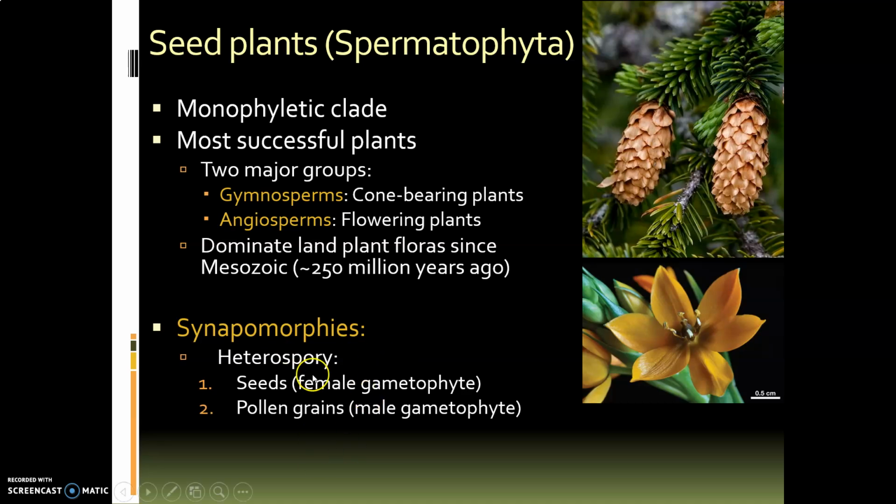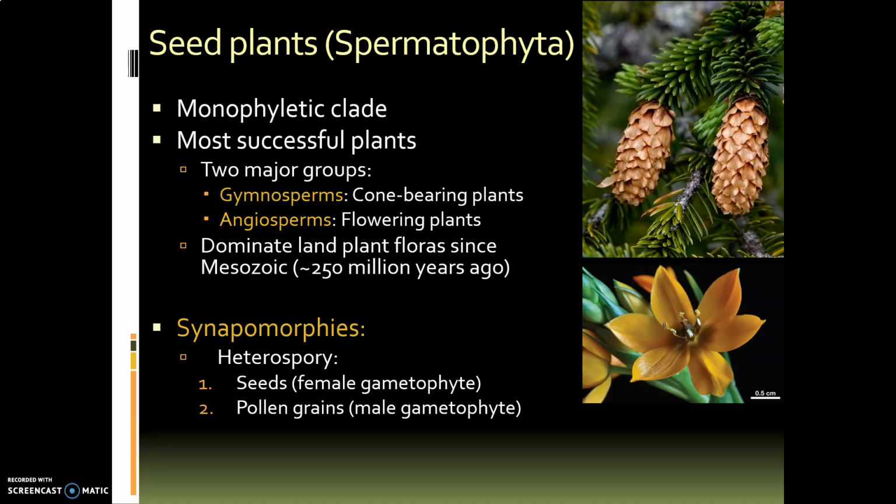The synapomorphies, you know them. We got seeds, we got pollen, the specialized gametophytes. We have specialized spores, the microspores, the megaspores. We have special sporangia, microsporangia, megasporangia. Collectively, all of this is called heterospory. We focus on the seeds because they're the visible big things, but all of this is really important.